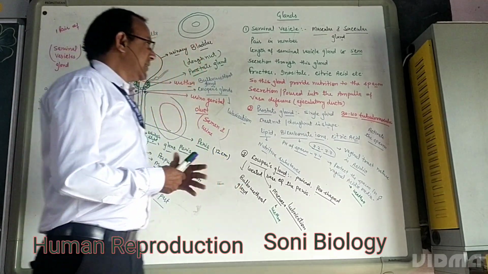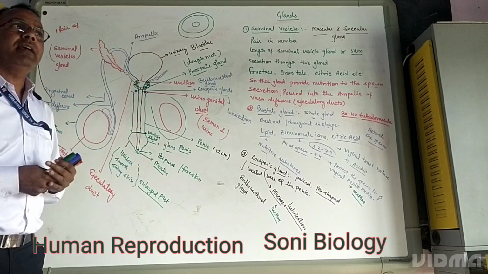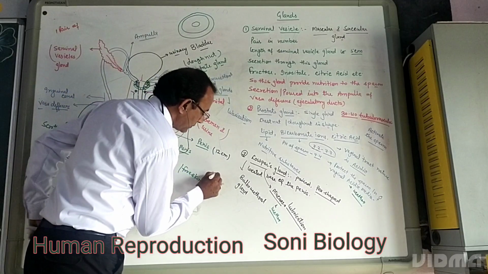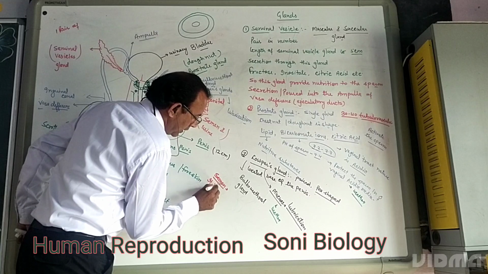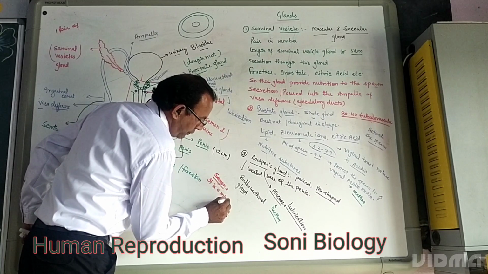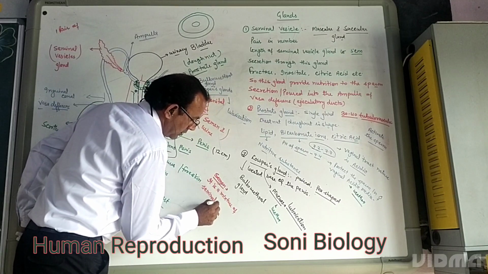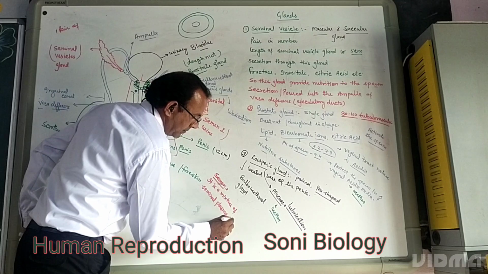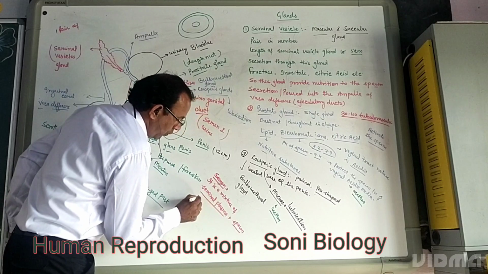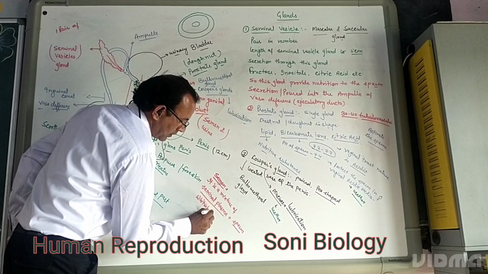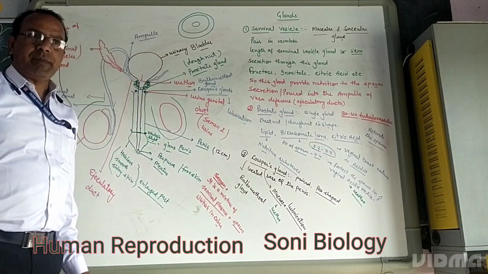Next one is, what is the role of semen? What is semen? Semen is a mixture of seminal plasma, which is whitish in color, and sperm. The mixture of seminal plasma with sperm is called semen.